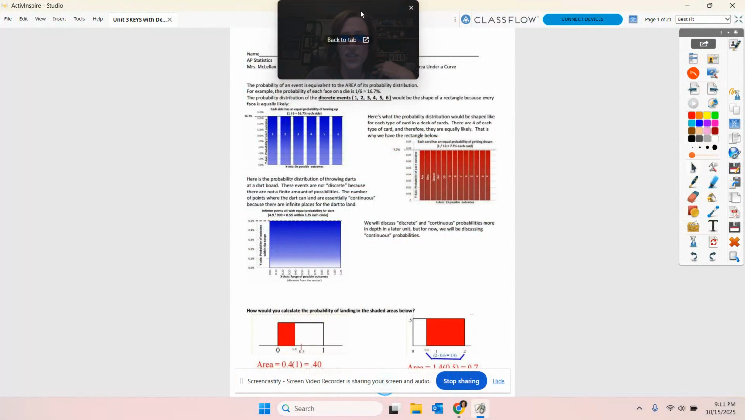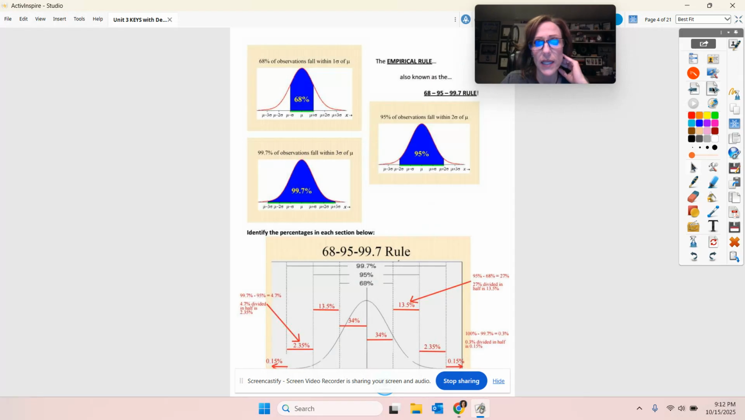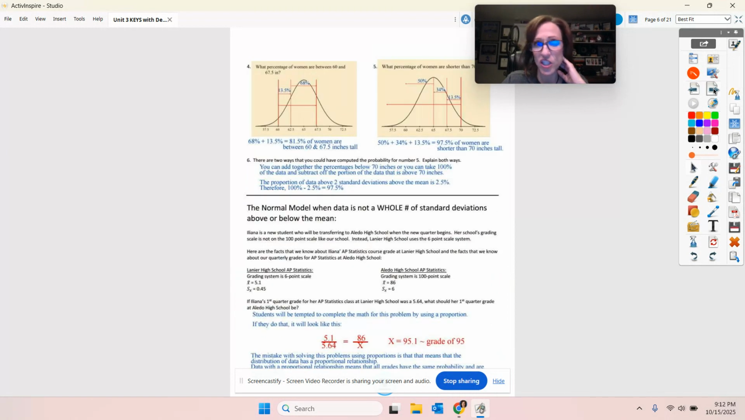All right, we're going to do our next lesson. We started with Unit 3, Day 1 today, and that was the basics of what the normal model is. What we took it through was this 68, 95, 99.7 rule, the percentages, the fact that we have 6 standard deviations, 3 up and 3 down. And then we put it into terms of context and answered questions based on that.